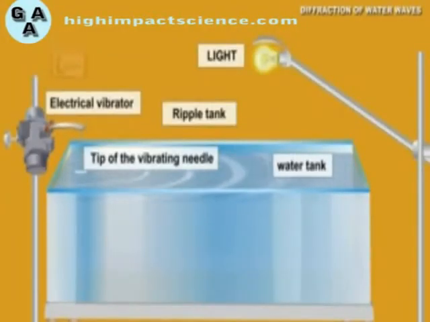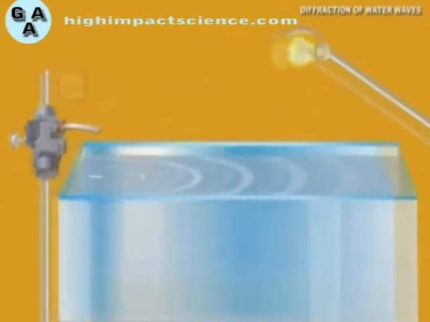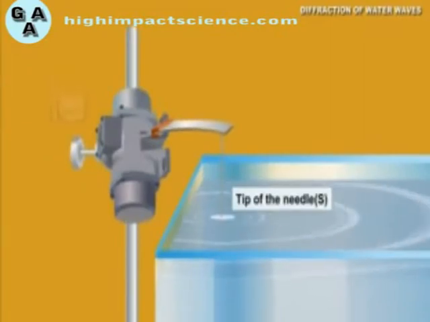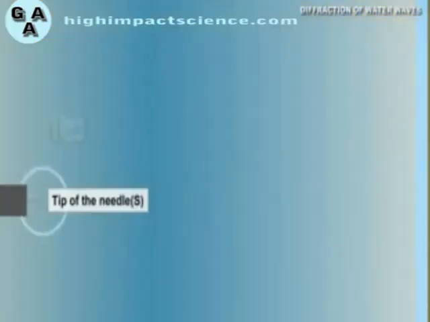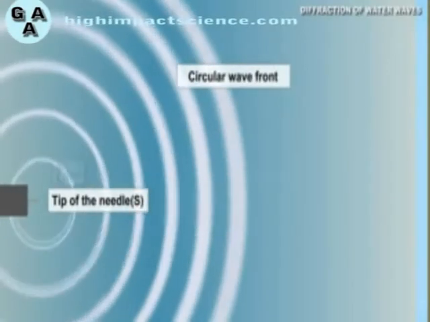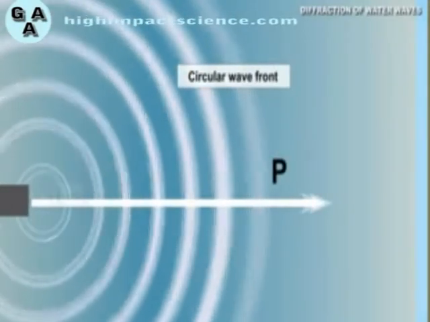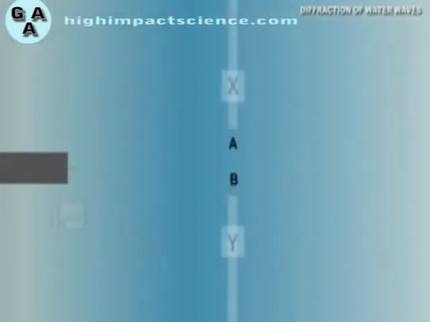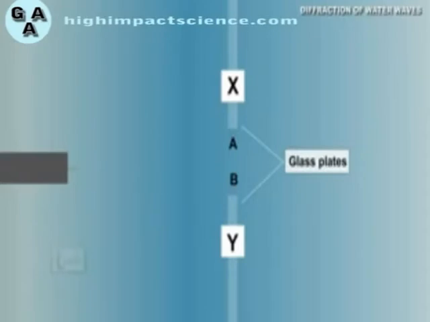Consider this ripple tank arrangement. The tip of the needle connects to the tip of the vibrator and produces circular waves. These wavefronts will be traveling in the direction along P. Two glass plates X and Y are immersed in the tank, far from the tip, such that there is a gap between them.